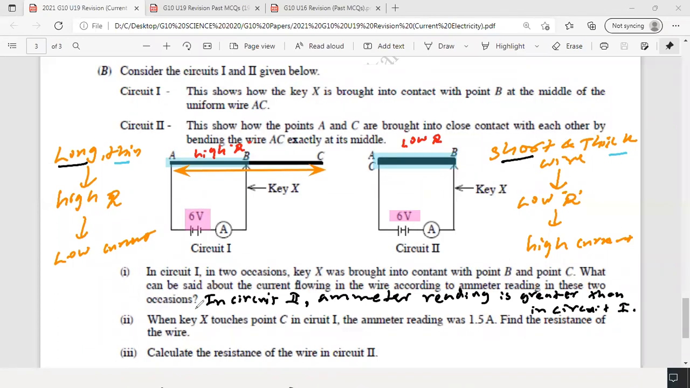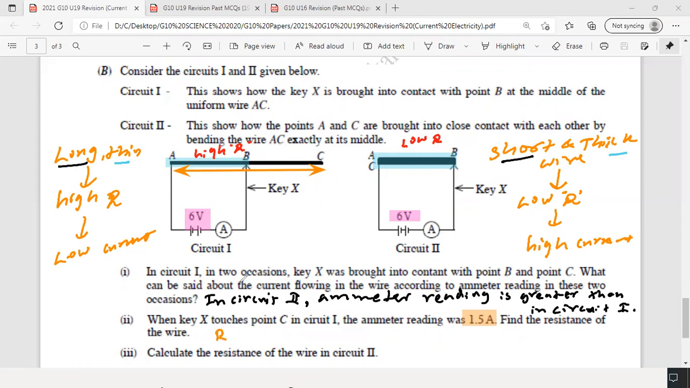Then the next one. When key X touches point C in circuit 1, the ammeter reading was 1.5 amperes. Ammeter reading means current. Any volunteers who can give the answer for part 2? You have to use the equation. How to find the resistance? What is the equation? V equals IR, R equals V over I. I'll ask Nisil. What is the answer you got? Sujoni? 4 ohms. How to get this? Yes, very good. The answer is correct. R equals V over I.